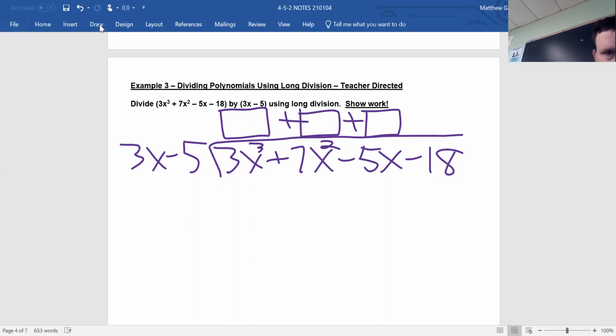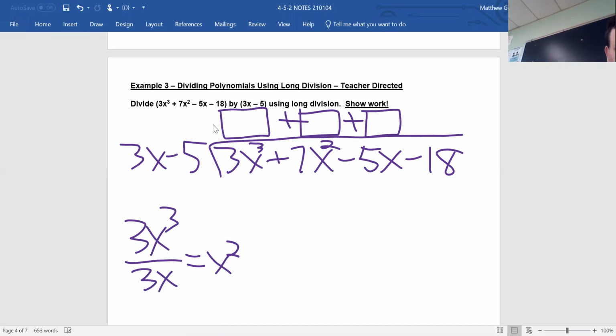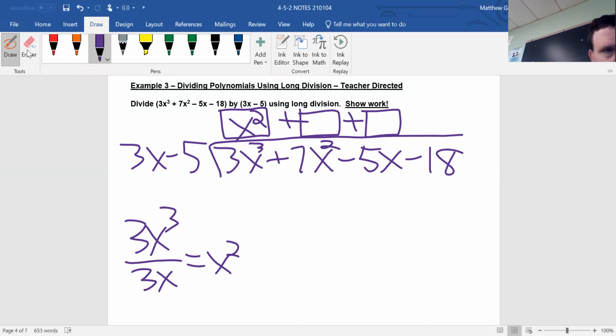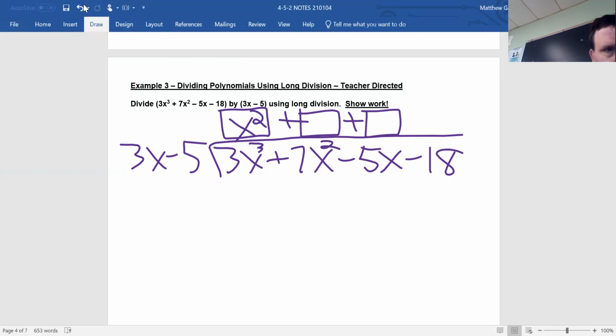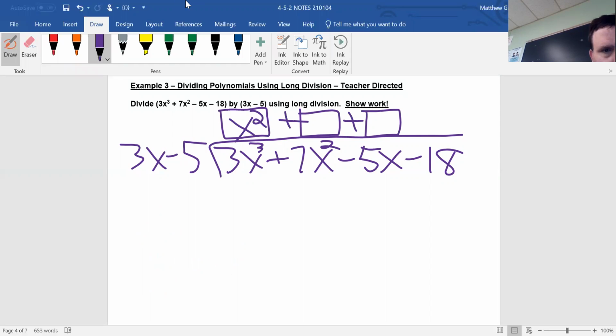Okay. Now this first box has to be 3x cubed divided by 3x. 3x cubed divided by 3x is 1x squared. Goes here. Okay, so we just pause it and take it off. If I'm teaching this in a classroom, I like doing this on a scrap chalkboard. Show you how I'm getting my answer.